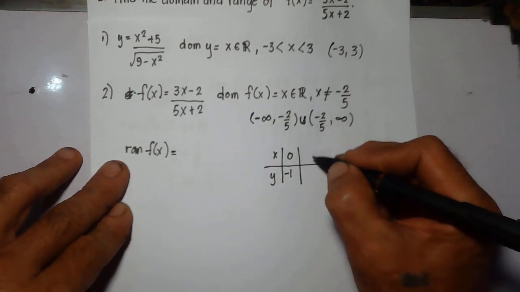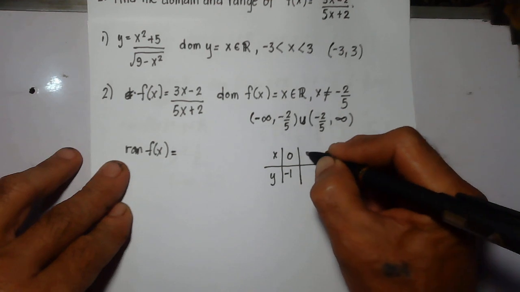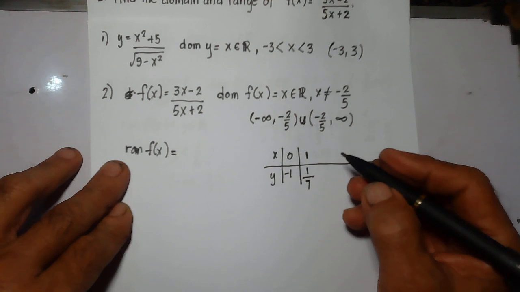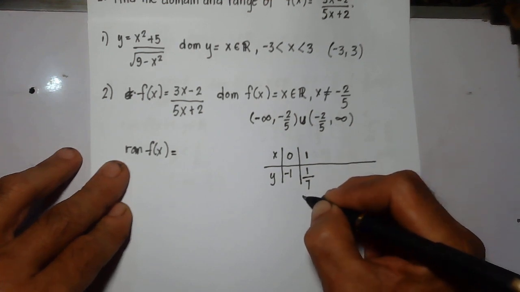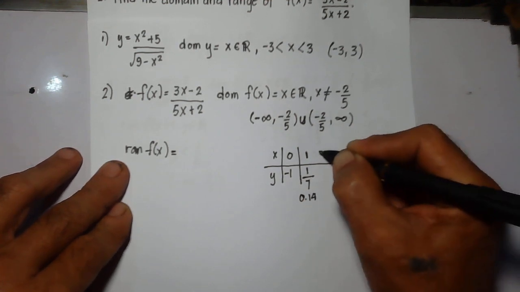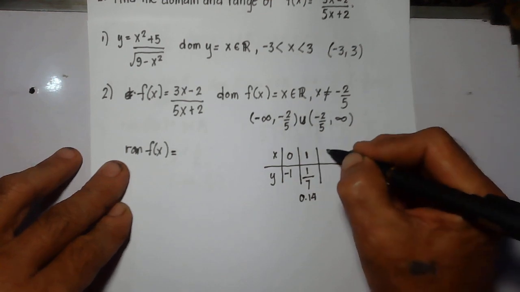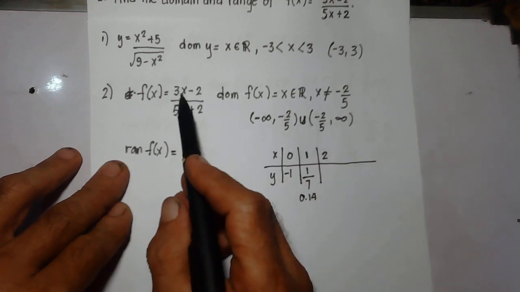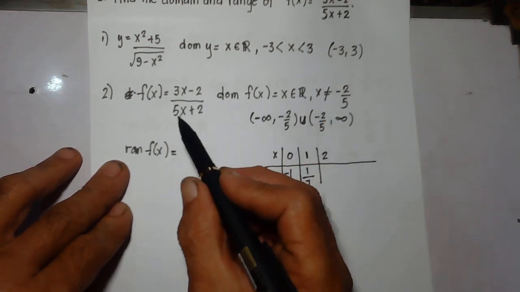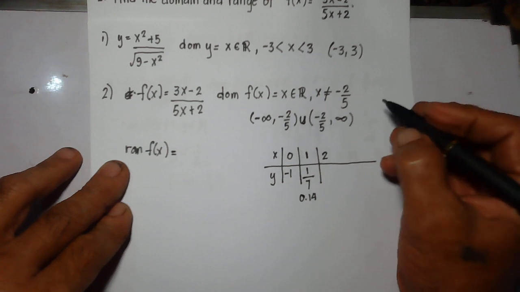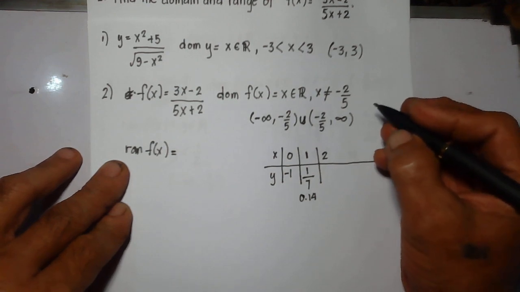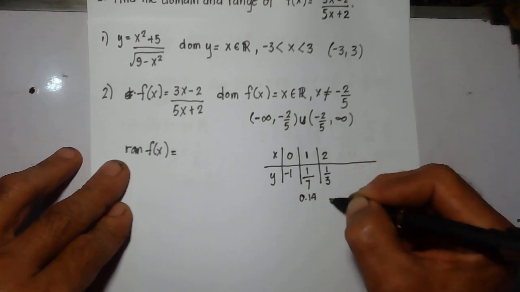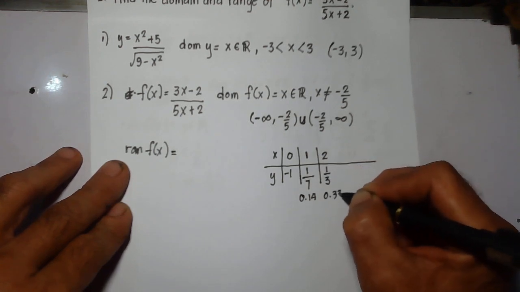Now, if you make x equal to 1, then y will become 3 minus 2, 1, over 5 plus 2, 7. And 1 over 7 by decimal value is equal to 0.14. If we assign 2 as the value for x, now we have 3 times 2, 6, minus 2, 4, over 5 times 2, 10 plus 2, 12. So we have 4 over 12, which is equal to 1 over 3. By decimal value, we have 0.33.